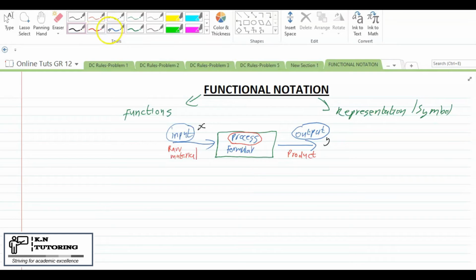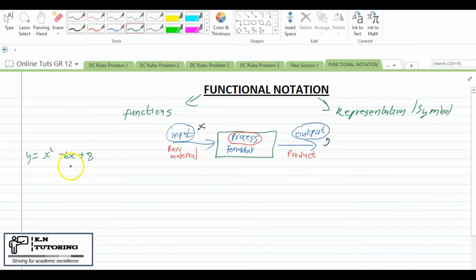All right, so let's take for an example a functional equation, a function which is a quadratic equation. Let's say we are given y is equal to x squared minus 6x plus 8. If we were to draw this graph, we will see that it's a function.